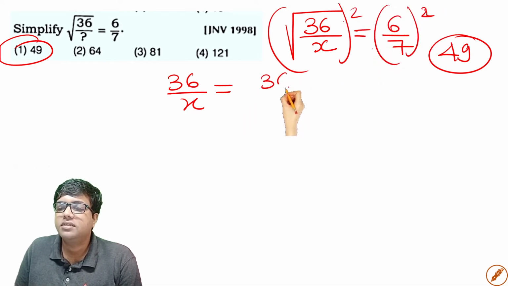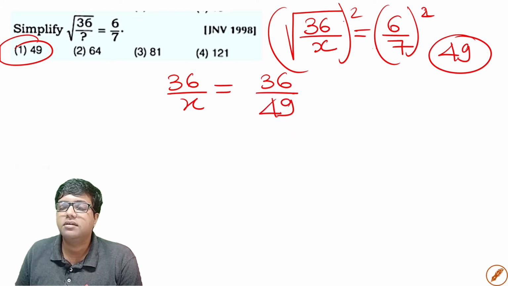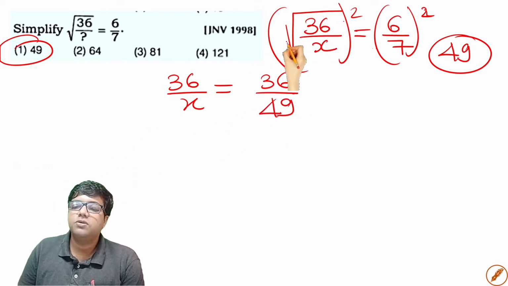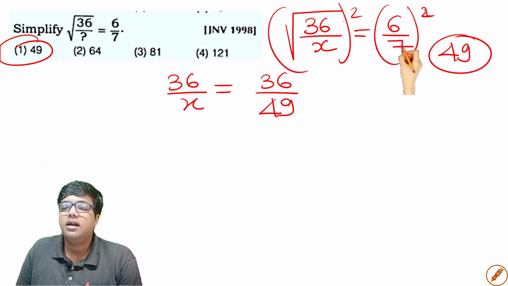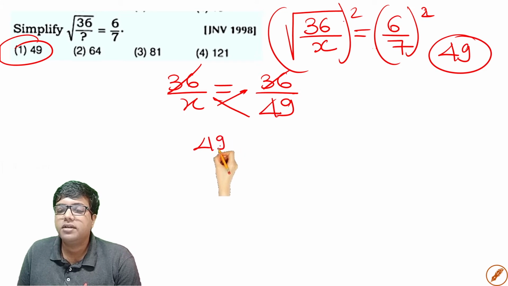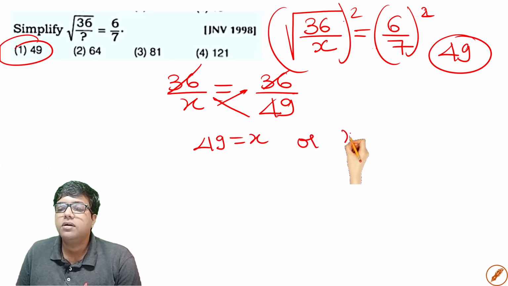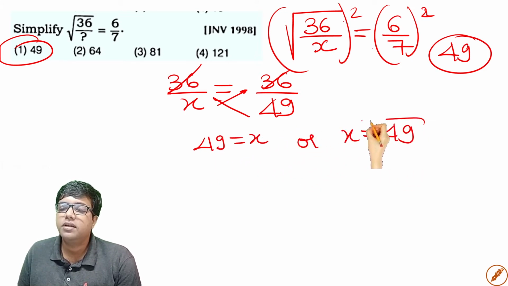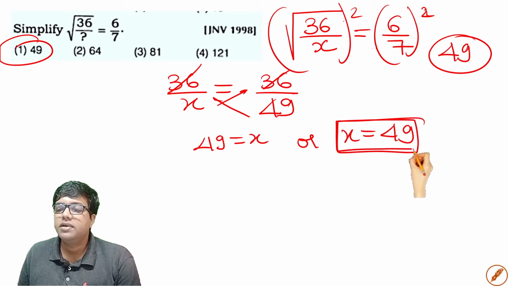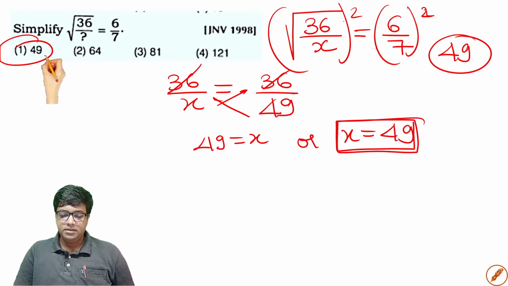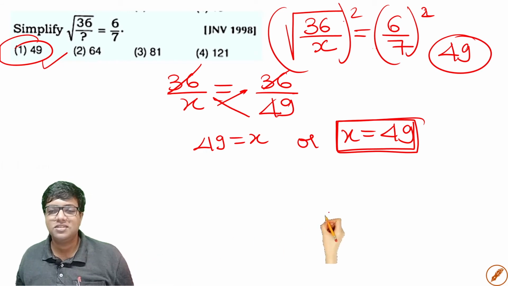I will get 36 by 49, right? Square root and square will get cancelled, and I will be left with 6 square by 7 square on the right hand side. So 36 by 49 is the answer. So 36 gets cancelled. Cross multiply both of them, you will get 49 is equal to x, or x is equal to 49. So this way also you will get the same answer, 49. So option number 1 is the right answer for this question.